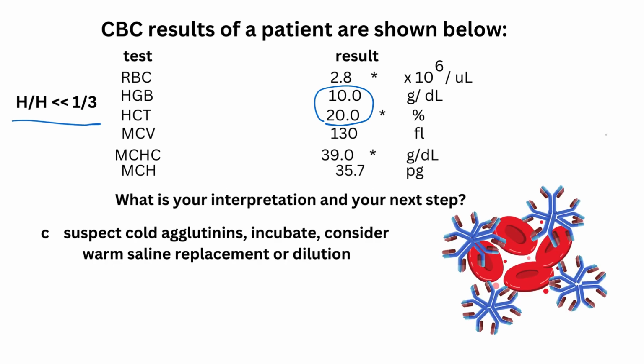Strong cold agglutinins, usually of the IgM type of antibody, will agglutinate several red blood cells to be counted as one giant cell, spuriously affecting the measurements and indices. The solution to correct for cold agglutinins is to perform warm saline replacement or dilution according to your clinical lab's protocol.